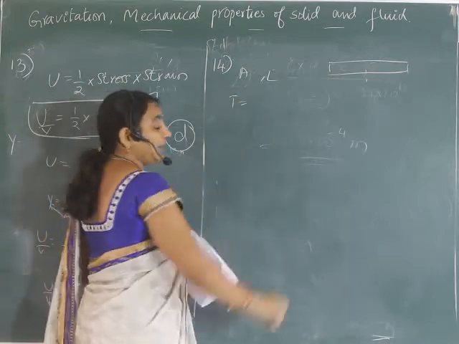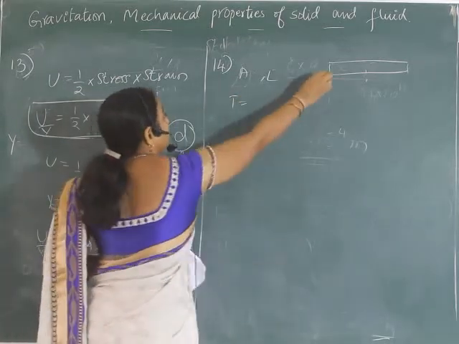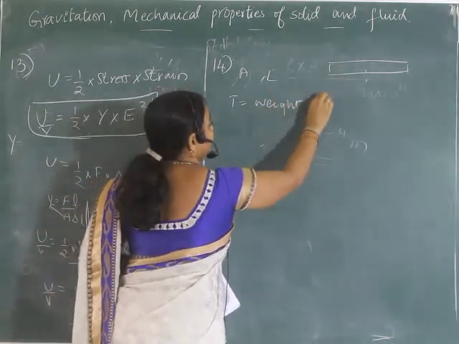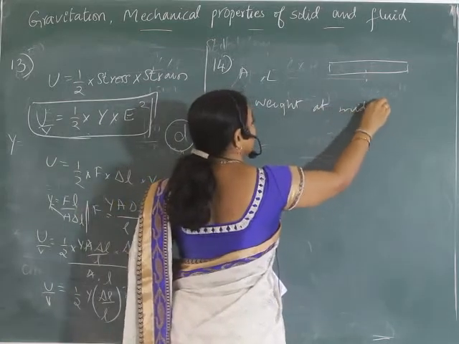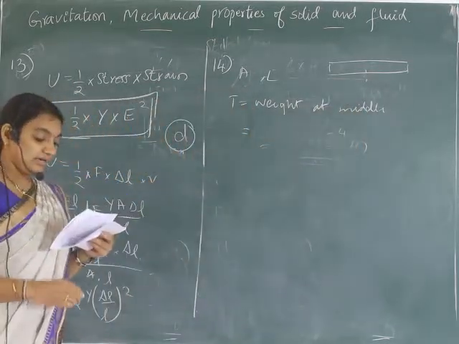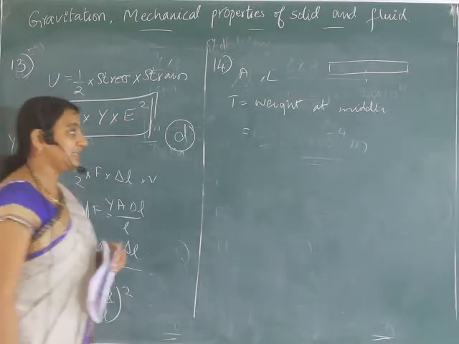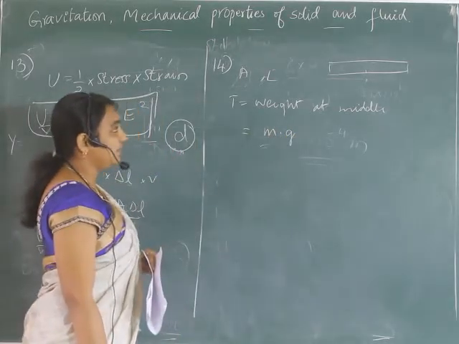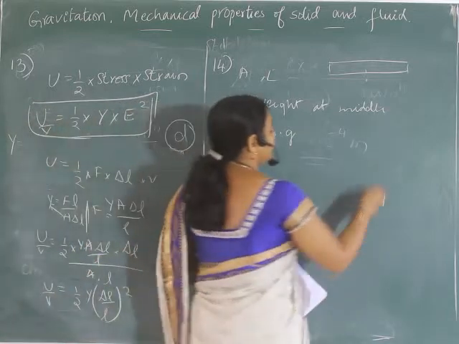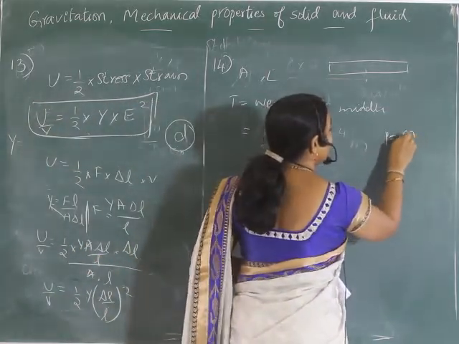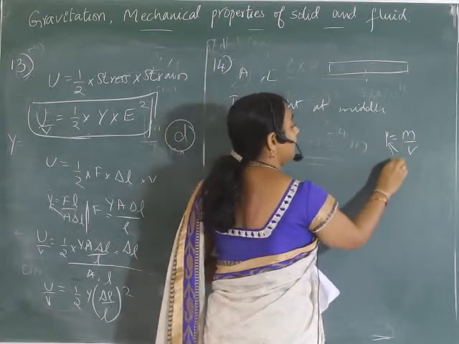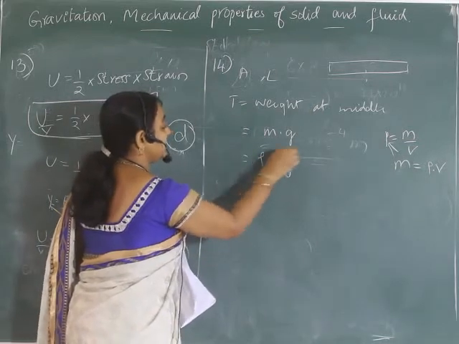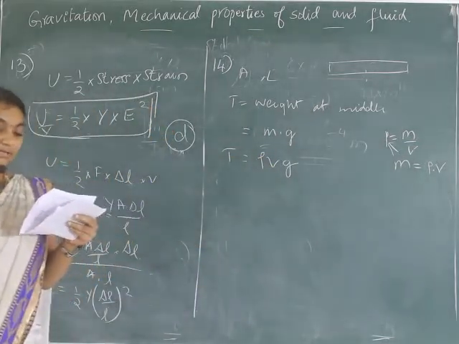Tension is nothing but weight of the bar at the center. Weight at the middle. What is the weight at the middle? Weight is nothing but mass into acceleration due to gravity. But they have not given you any mass. We know density is equal to mass by volume. Since they have given you density, mass is equal to density into volume. So therefore I can write rho Vg is nothing but tension at the middle. Correct?